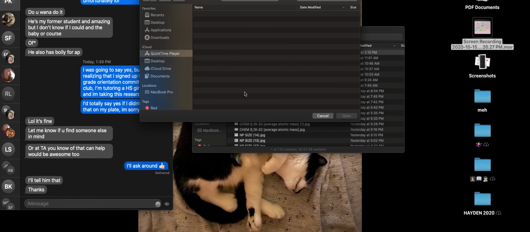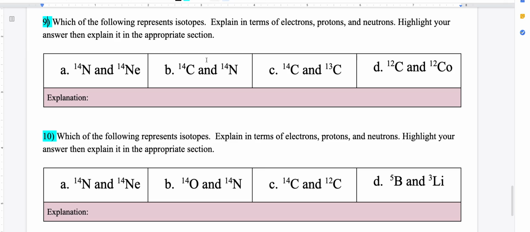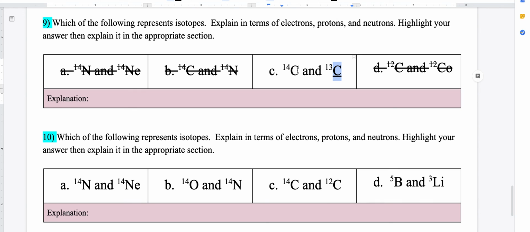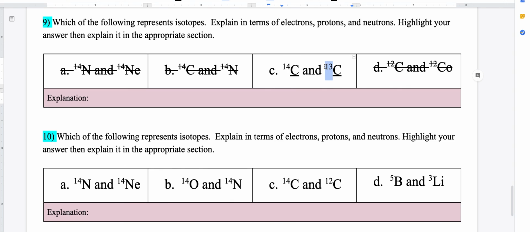So if we go back to the homework, N and Ne, those are not the same. C and N, definitely not the same. C and CO, not the same. Okay, so that leaves us with this. We've got carbon, and we can tell they are isotopes of each other because they have different mass numbers.